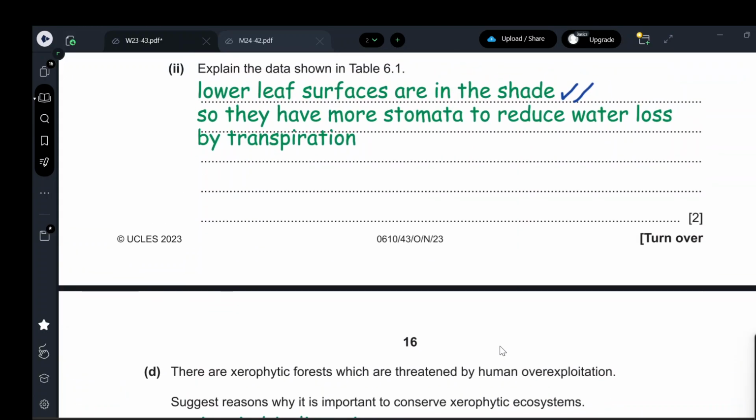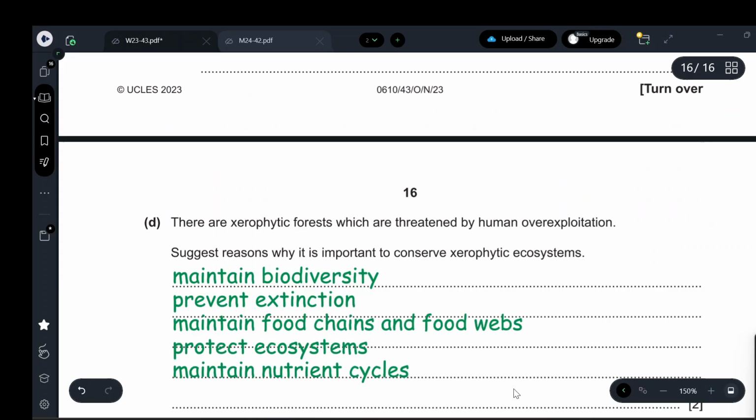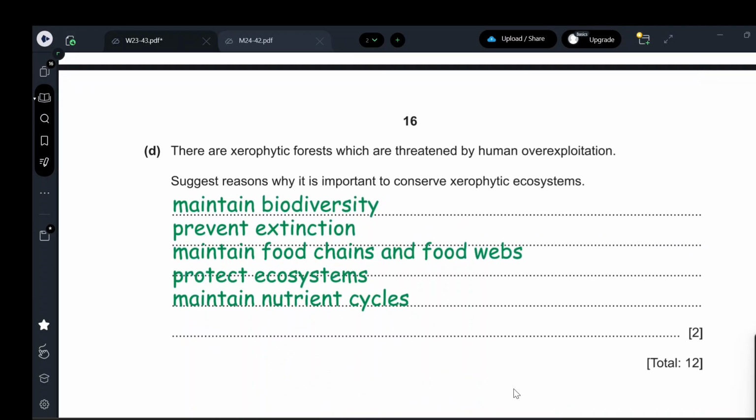The last question. There are xerophytic forests which are threatened by humans. Suggest the reasons why it is important to conserve xerophytic ecosystems. All he needs is the importance of conservation. Maintains biodiversity, prevents extinction, maintains food chains, food webs, protects the ecosystem, maintains nutrient cycles.